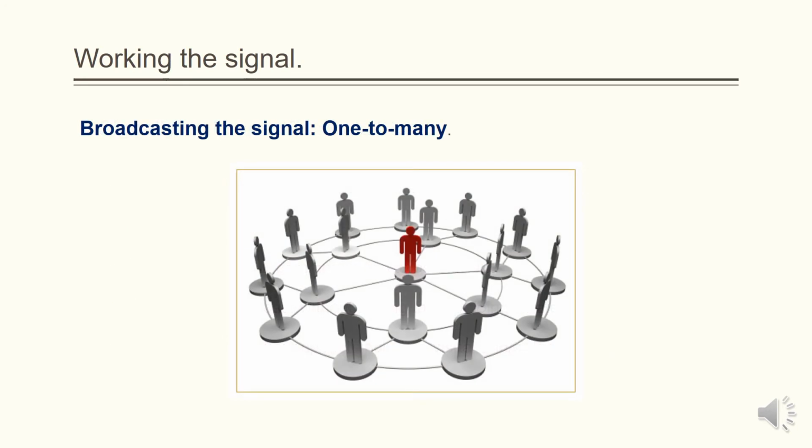Broadcasting the signal: one-to-many. Most of the situations in which we are involved are face-to-face communication with one person. When we are talking with another person, we are in a one-to-one communication. But there are some cases, such as teaching, a TV transmission, or a speech, when a politician is giving a speech, in which the signal is transmitted from one to many, as we can see in this image.